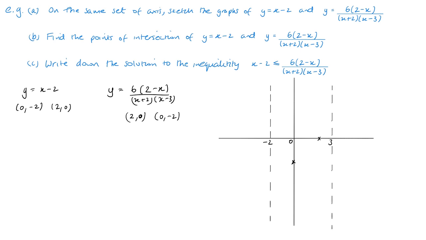Now let's go ahead and try and work out what's happening. If I put a value in greater than 3, say 4, this on the top here is going to be negative.